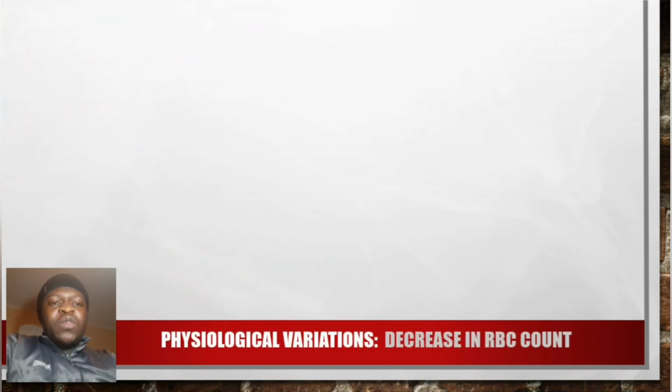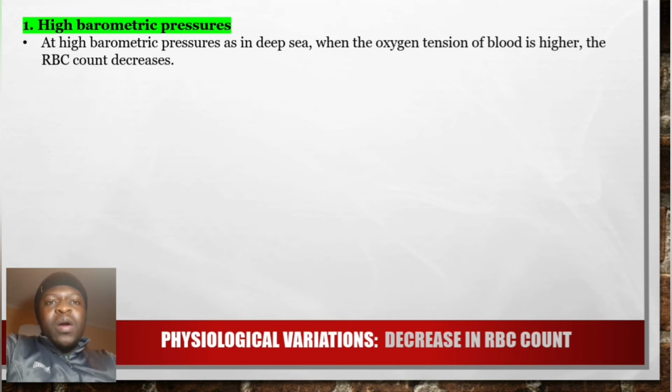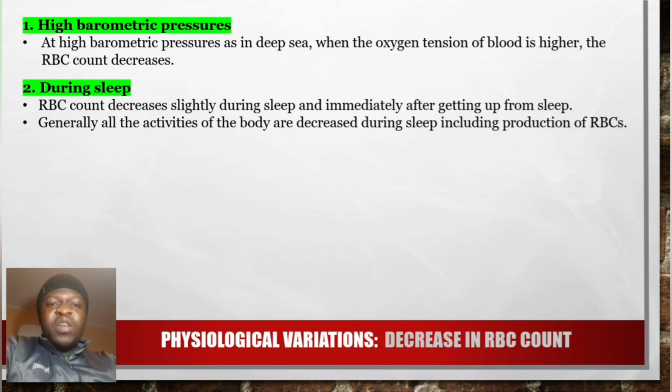Now let's talk about physiological conditions where the red blood cells are decreased. Number one, high barometric pressures. At high barometric pressures, as in deep sea, when oxygen tension in the blood is higher, the RBC count will decrease. Number two, during sleep. The RBC count decreases slightly during sleep and immediately after getting up from sleep. Generally, all activities in the body are decreased during sleep, including production of RBCs.